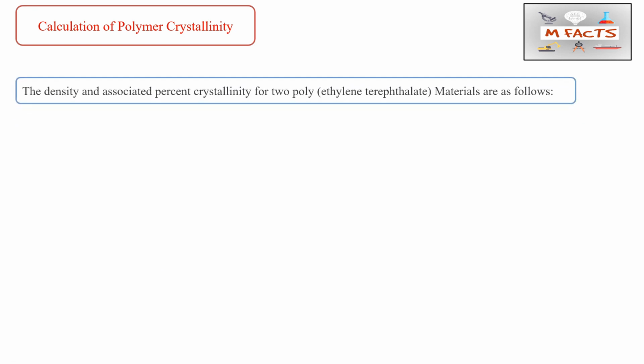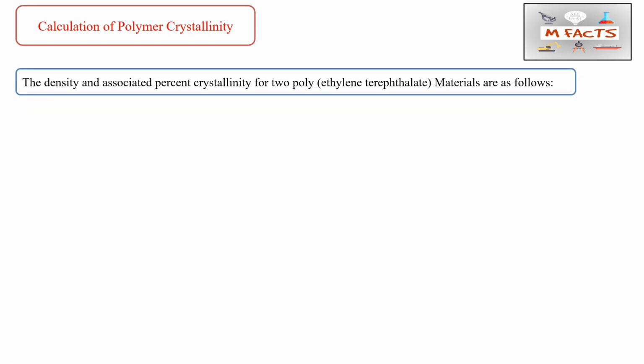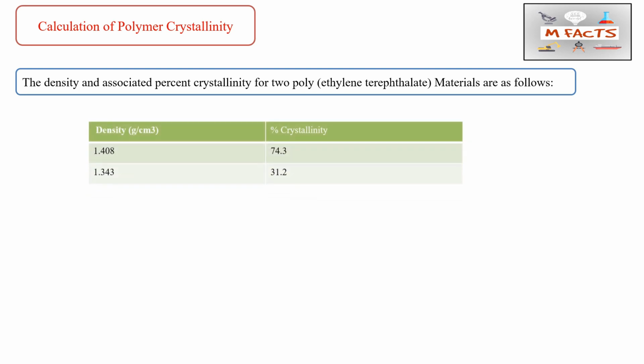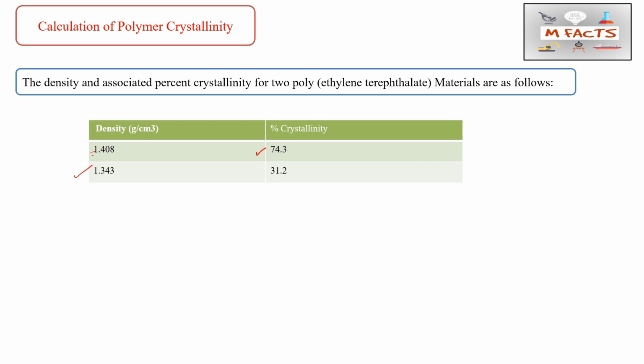So here is the question for the calculation of polymer crystallinity. The density and associated percentage crystallinity for two polyethylene terephthalate materials are as follows. So they have given the density of two materials, that is polyethylene terephthalate. This is the density that is given, that is 1.408, and the corresponding crystallinity is also given, and for the next sample they have given 1.343, and the percentage crystallinity. So this is the density and this is the percentage crystallinity for the two samples.